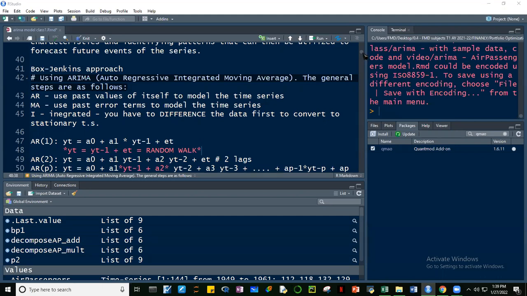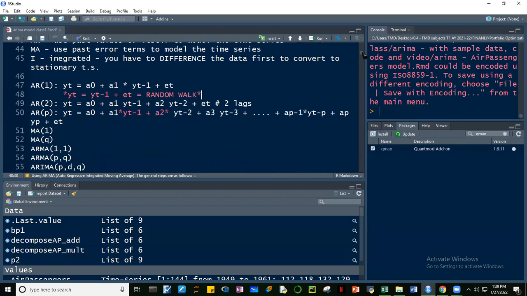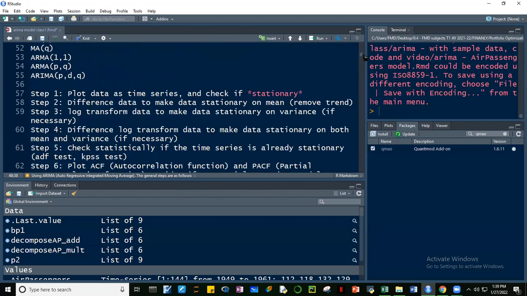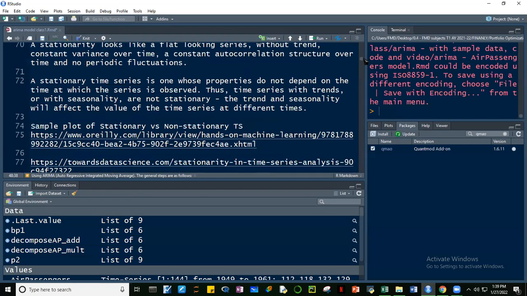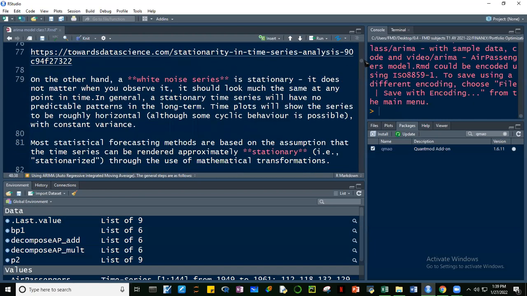So marami tayong terms, ano? Stationary, stationary in mean, stationary in variance, non-stationary, ARIMA process, AR process, MA process, etc. And then we have white noise, no? Okay, ano yung white noise? Ang white noise, guys, stationary yan. Another name for stationary is white noise. It does not matter when you observe it. It should look much the same at any point in time.